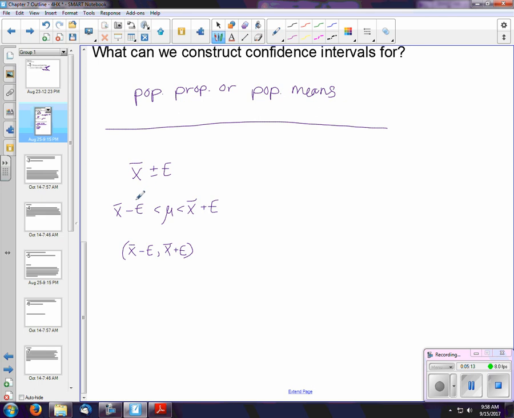In the next video, we will explore calculating a confidence interval when the estimate for sigma is known. So stay tuned for that.